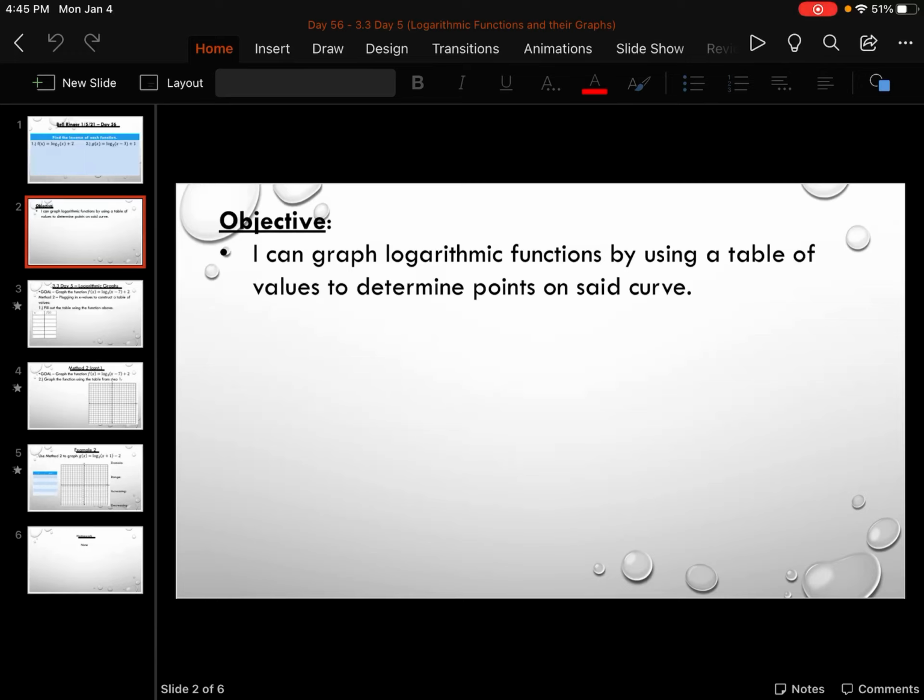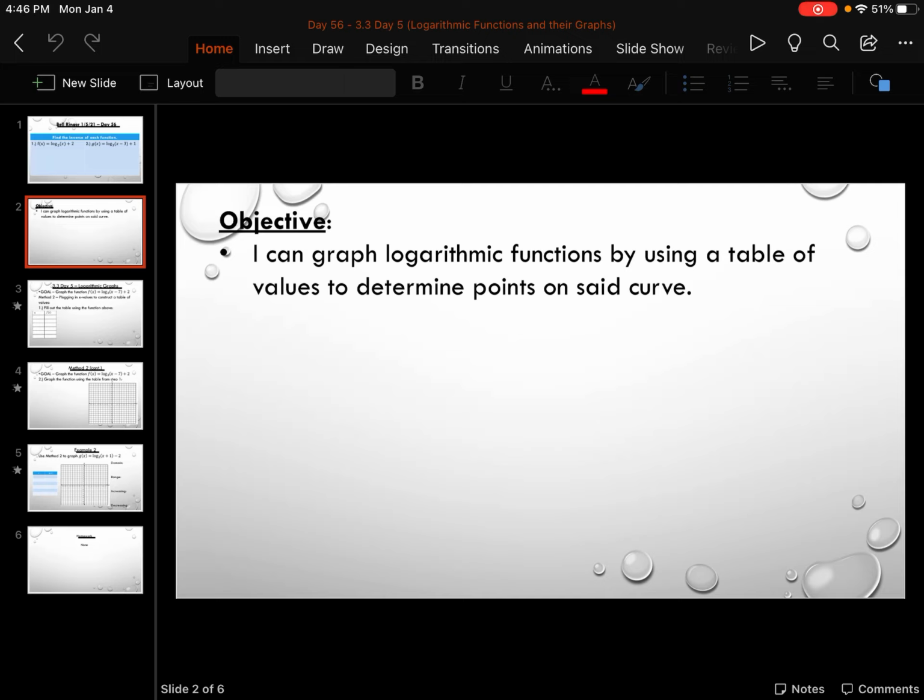Welcome everybody to another day of our second unit of the school year. In our previous lesson, we talked about one method of being able to graph a log equation, and namely we used the inverse equation to figure out what the actual graph ended up looking like. So today we're going to be looking at a second method in how to graph a log equation.